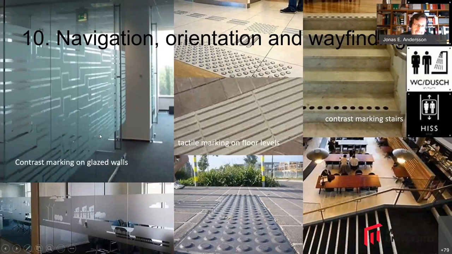Often this broad ribbon of opaque glass with the transparent parts of glass. And in the middle, you have another feature that actually is quite recent. It was developed originally in Japan during the 1970s, and that is tactile marking that you put on the floor in order to help people with visual problems to find their way from one point to another point.